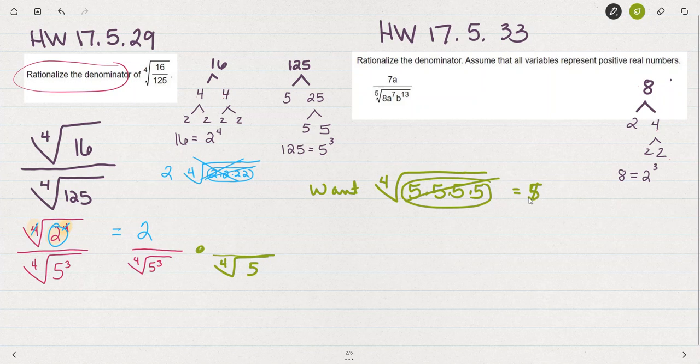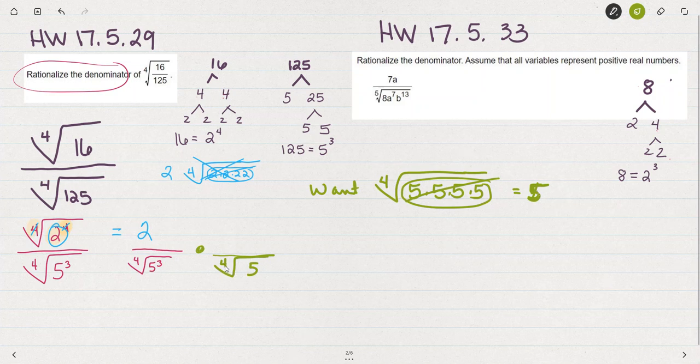Oh, sorry. I don't know why I wrote a 4. I could remove that group of 5 as one group of 5. So I write it as 5, not 5 to the 4th, and not a square root or 4th root or any root of 5. It's completely released from that radical once it gets a group of whatever the rule is, and in this case 4.